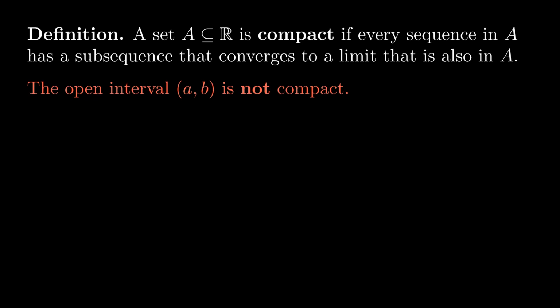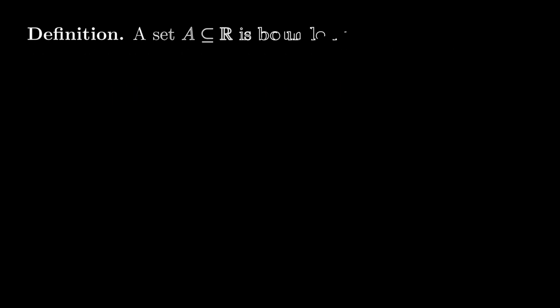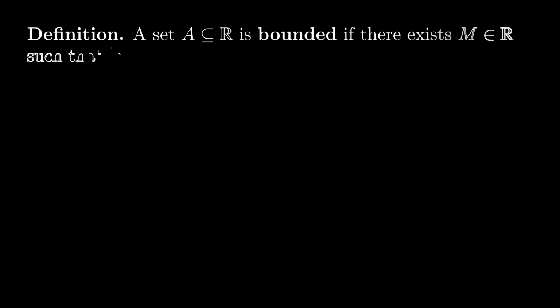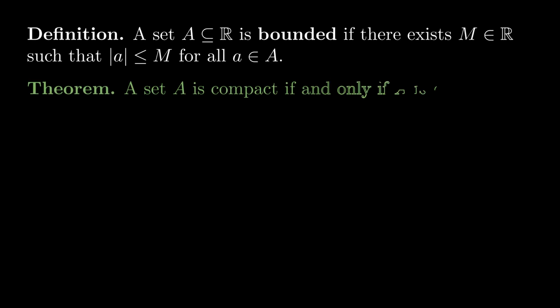So we've defined bounded above for sets, and we've defined bounded for sequences, but we can also write down in a similar way what it means for a set to be bounded. So as a definition, we say that a set A is bounded if there exists a real number M such that the absolute value of a is less than or equal to M for all a in A. And we can state as a theorem that a set A is compact if and only if it is closed and bounded.